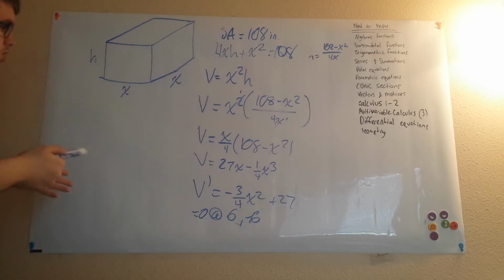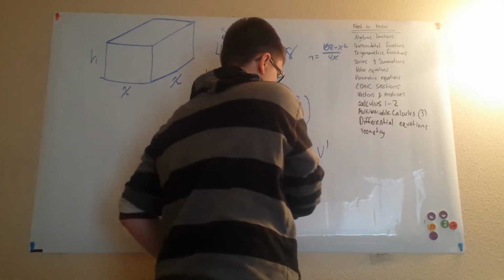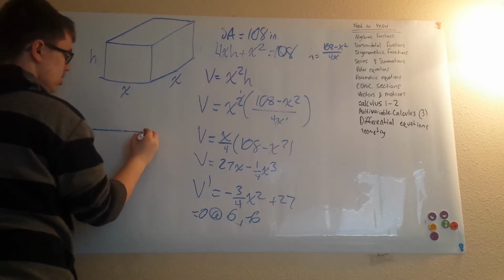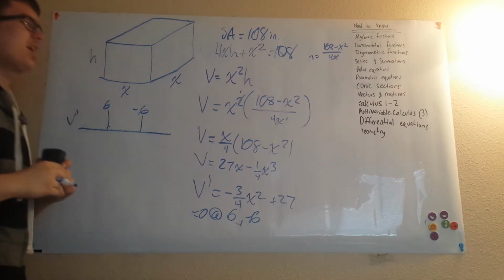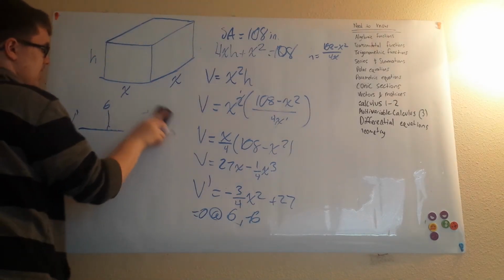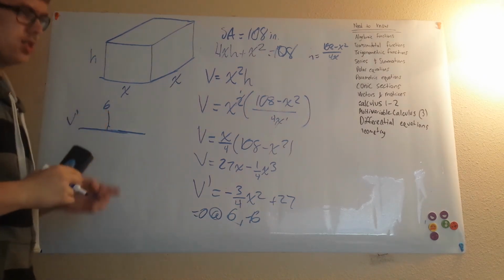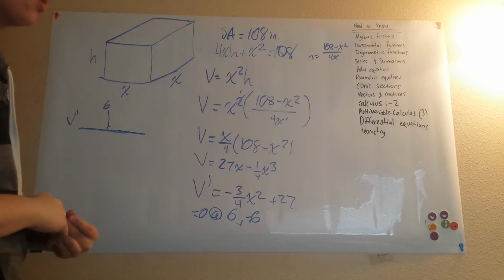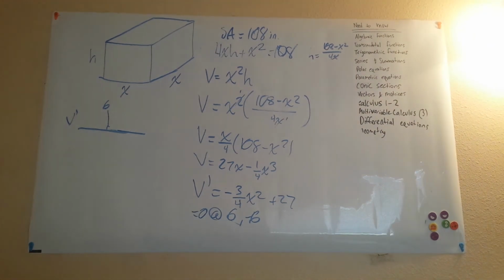Okay, so let's make a little chart. V prime, right over here, and then we'll put two numbers, 6 and negative 6. Oh! Can the volume be negative 6? Nope, can't be negative. So we just need the two sides here. So now we have to plug in something less than 6 and something greater than 6 for the derivative of the volume. So let's do that.